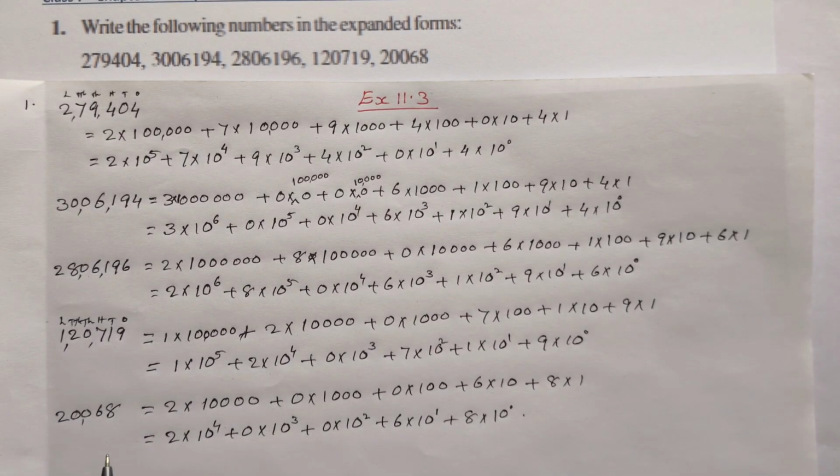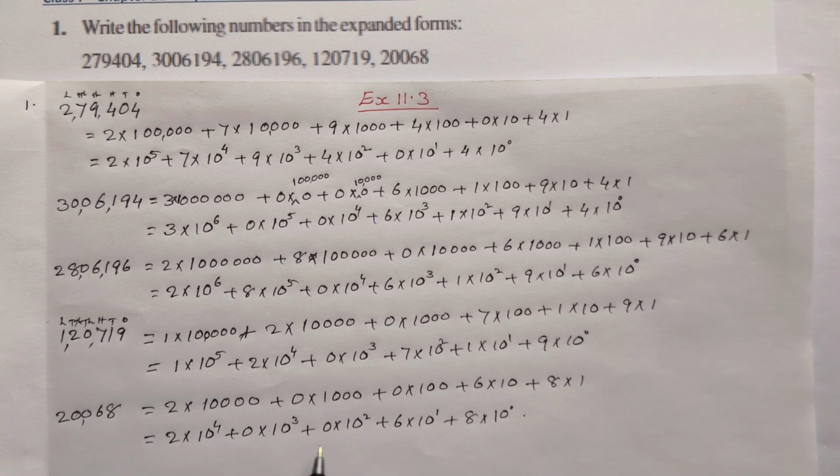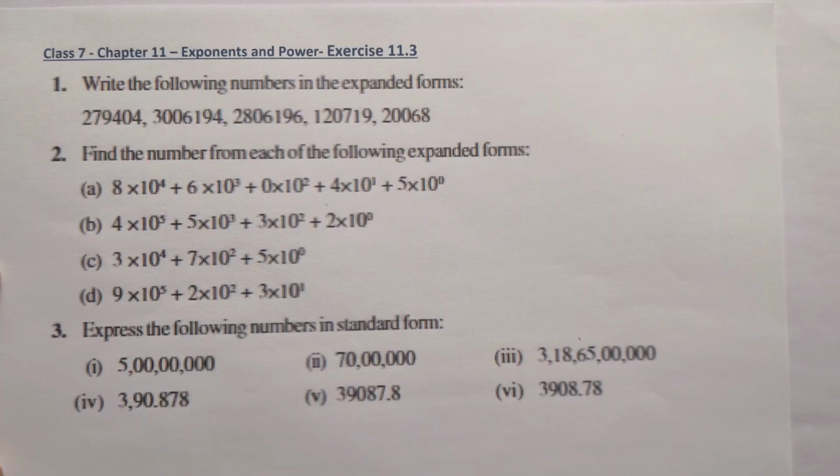Next one, 20,068, that will come as 2 into 10 raised to 4 plus 0 into 10 cube plus 0 into 10 square plus 6 into 10 raised to 1 plus 8 into 10 raised to 0.